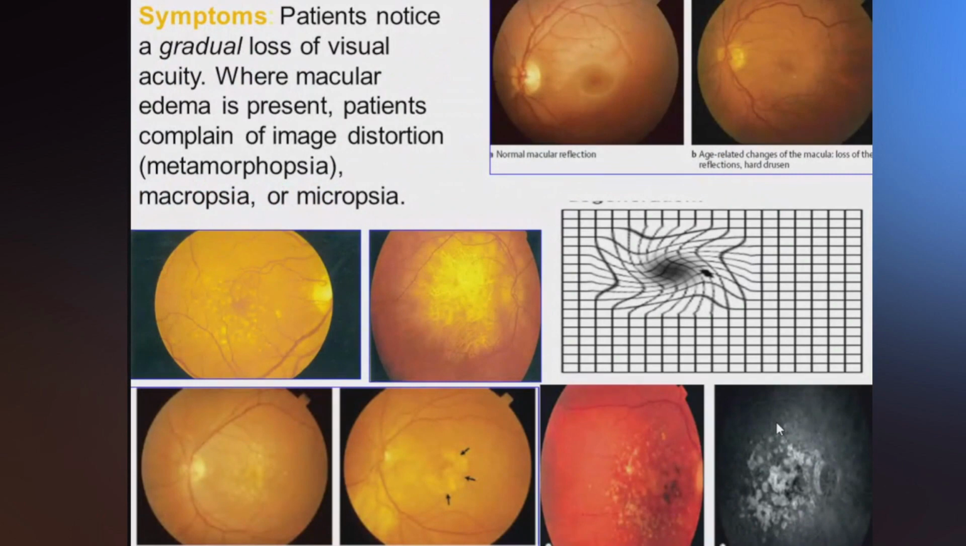As for the signs and symptoms, as for the complaints of the patient, patients usually complain of decreased visual acuity, especially when macular edema is present. Patient complains of metamorphopsia, macropsia, micropsia, and the patient usually has problems in reading.